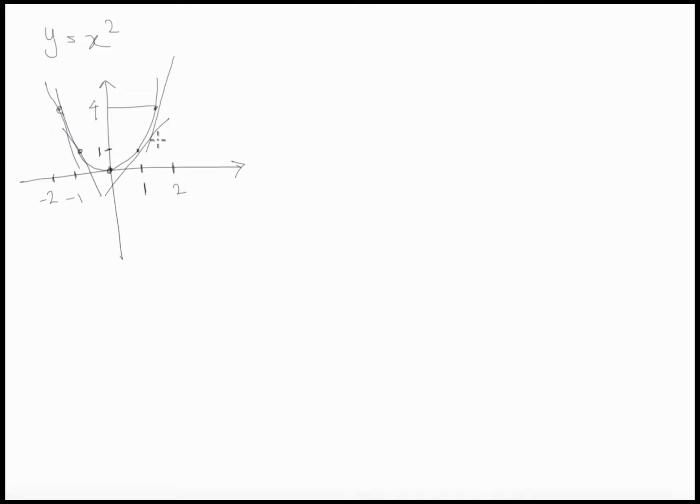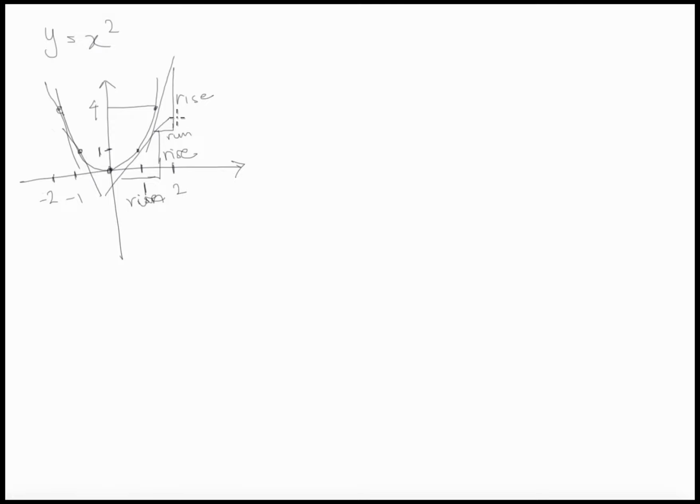Now what you want to do is find the gradient of each of these tangents. For this tangent, you need to find the rise over run, and then here again, what's the rise over run. That's the run, and that's the rise, and so on. If you've drawn this on actual graph paper, you can simply measure that with a ruler, and then measure that with a ruler, and divide these two numbers by each other.